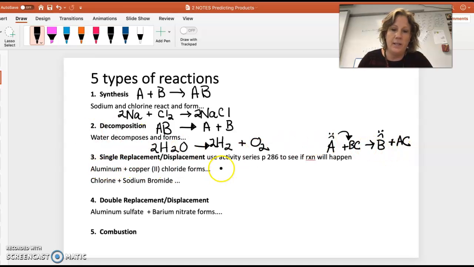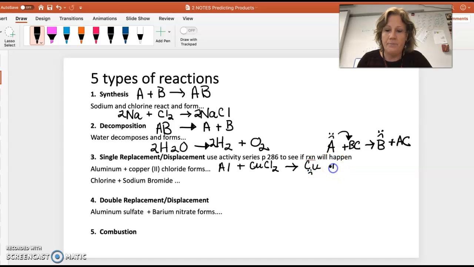So for this example, I've got aluminum, lonely guy, plus copper 2 chloride. That's the couple, or the compound. Aluminum's going to go in, kick out poor copper. Now copper's a new lonely guy. Aluminum's going to go with the chloride. I do need a balanced charge. So I know aluminum's +3 because it's in group 13. Chloride's -1. So it would be AlCl3.